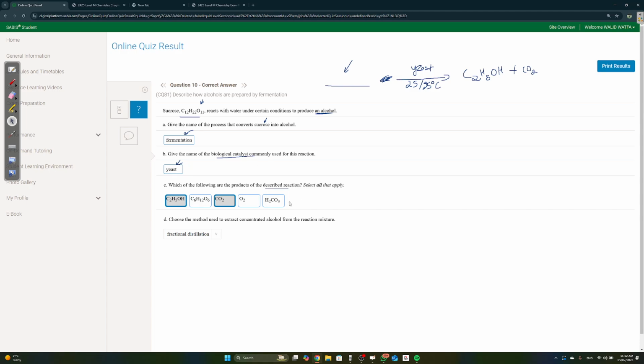Which of the following are the products? So it's going to be C2H5OH and CO2. Choose the method used to extract concentrated alcohol from the reaction mixture. Be careful. Now we produce carbon dioxide and alcohol, so it's not pure. You need to know that it's impure, right? So how do you extract a pure liquid from a mixture? You do fractional distillation.